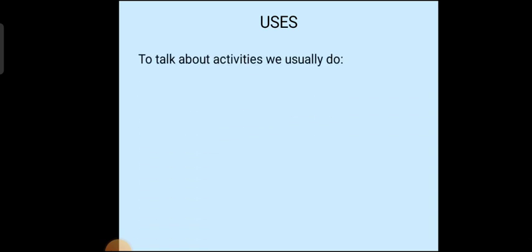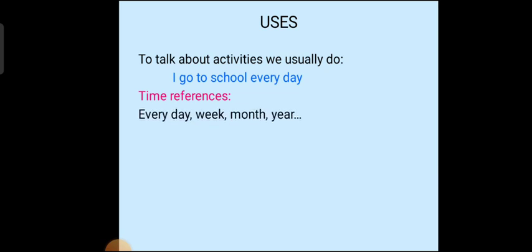When do I use the present simple tense? When we talk about activities we usually do. I go to school every day. This is an activity that I do every day, usually, all the time, always. So I use here the present simple. Time reference: every day, week, month, and year.